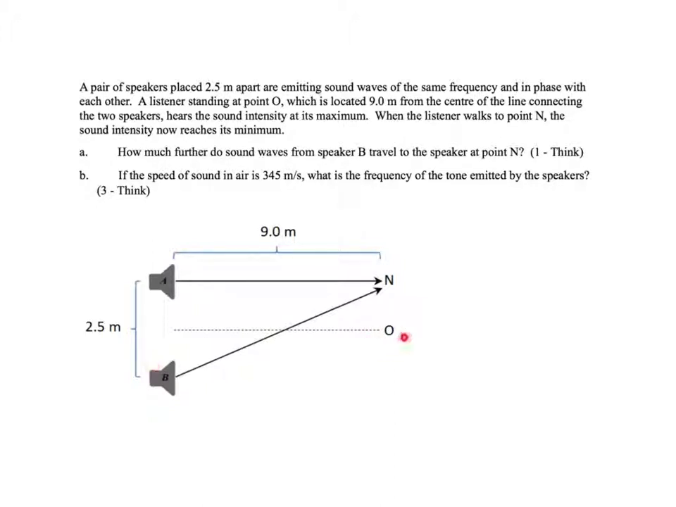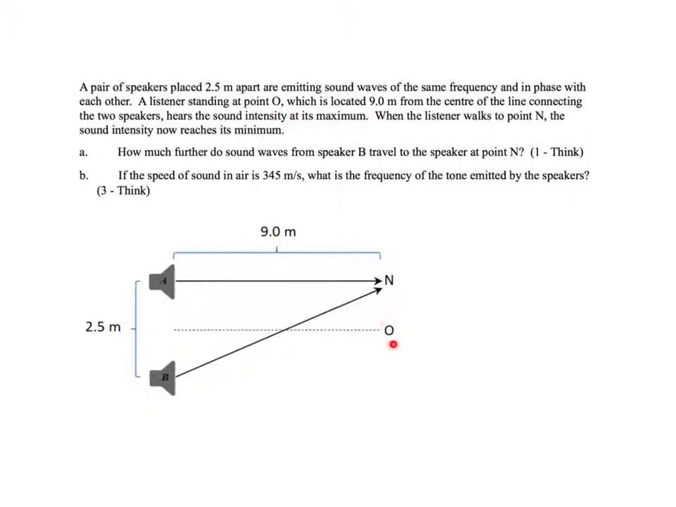Let's pretend that you are standing at point O. So that's where you are standing. That's where the observer is standing. So when you are at point O, look at what it says. A listener standing at point O, which is located 9 meters from the center of the line connecting the two speakers, hears the sound intensity at its maximum.